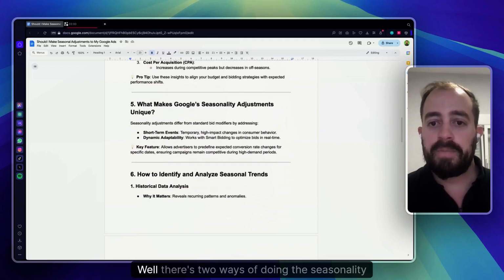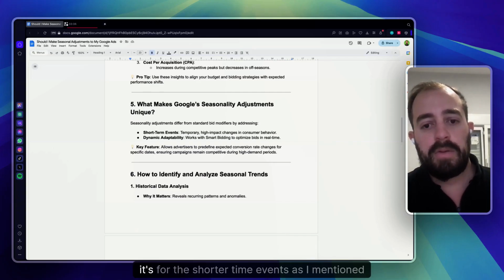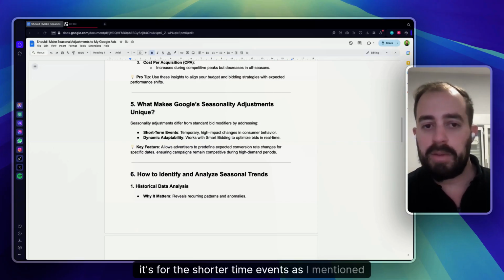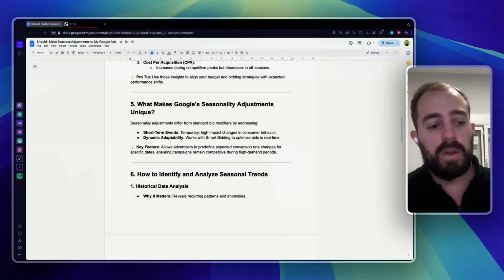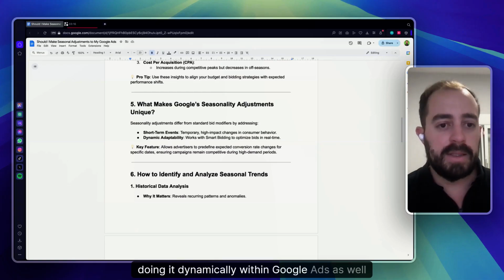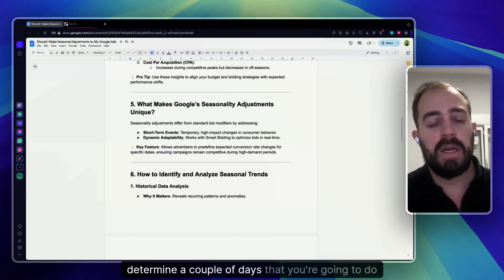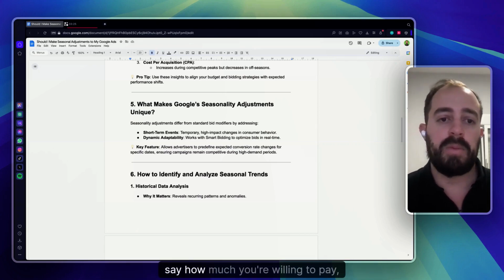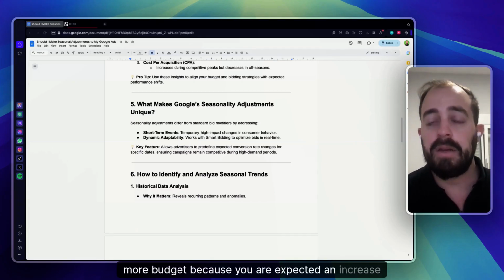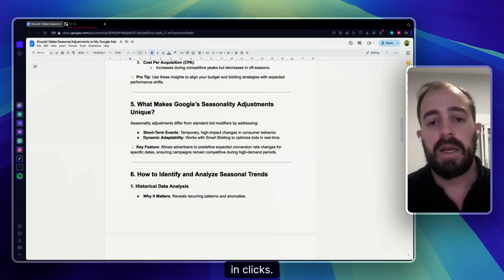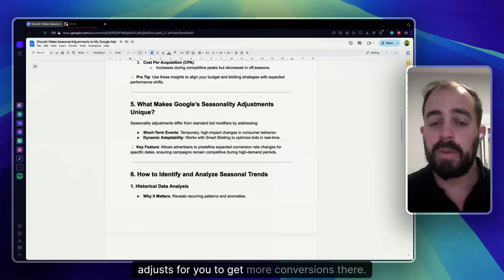In this case, there are two ways of doing the seasonality adjustment on Google Ads. One is for the shorter time events, as I mentioned, like Black Friday, which is just one day, or Cyber Monday. The other is doing it dynamically within Google Ads with the seasonality adjustment, where you determine a couple of days for the adjustments and say how much more budget you're willing to pay because you're expecting an increase in impressions and clicks. So the bid strategy knows and automatically adjusts for you to get more conversions there.